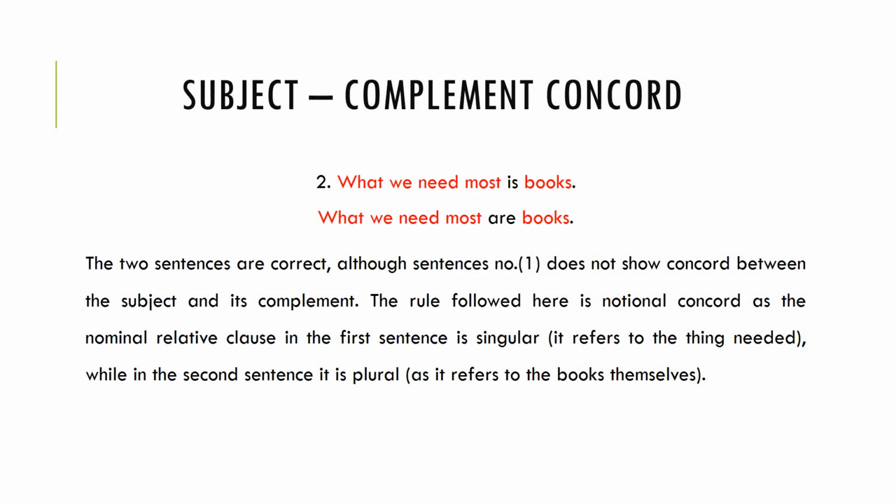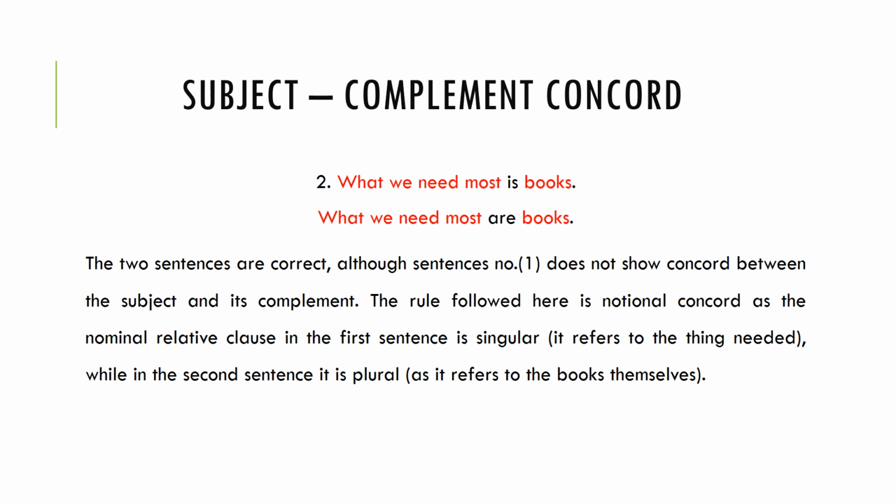The second exception is found in the following sentence. What we need most is books, and what we need most are books. So the two sentences here are correct. In these two sentences, the subject takes the form of a nominal relative clause, and we have studied before that nominal relative clauses can be singular or plural, not in form but according to their meaning. So here we are depending on notional concord.